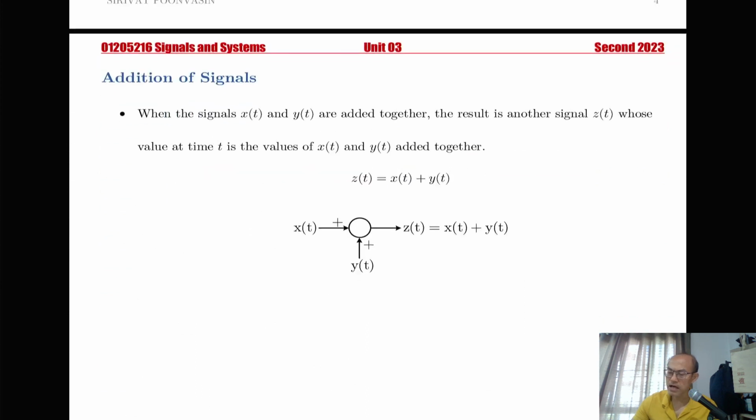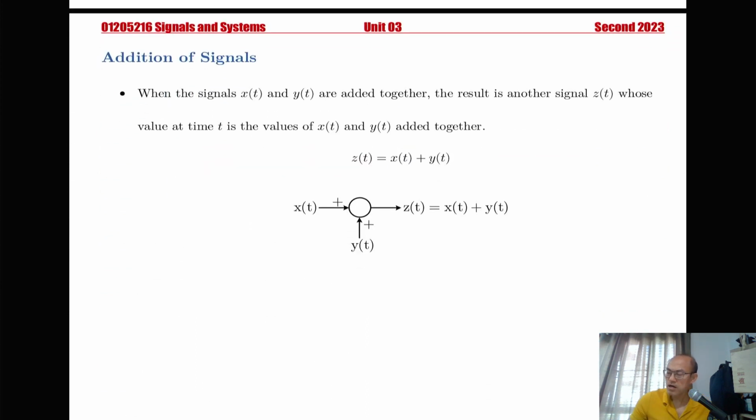Okay. Now, addition of signals. Suppose we have two signals, x and y. We are adding these two signals together. Here we are adding signals x and y together, and the result would be another signal z.